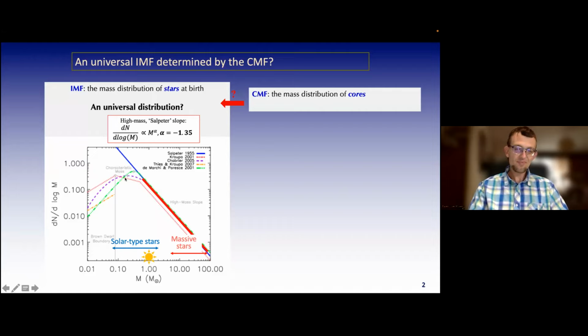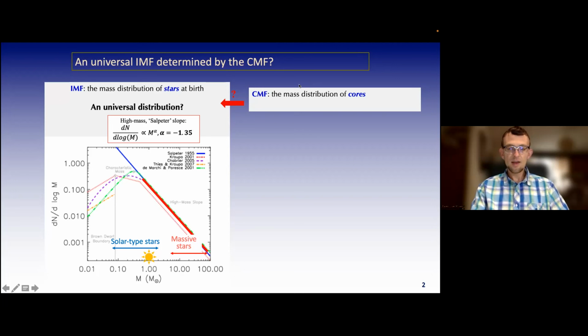and is described at high mass by a power law tail, the famous Salpeter's law of the IMF, with a slope of minus 1.35. The widely accepted paradigm is that the IMF is universal through the Milky Way and possibly through the universe, and that it is linked to the CMF, which is the core mass function.